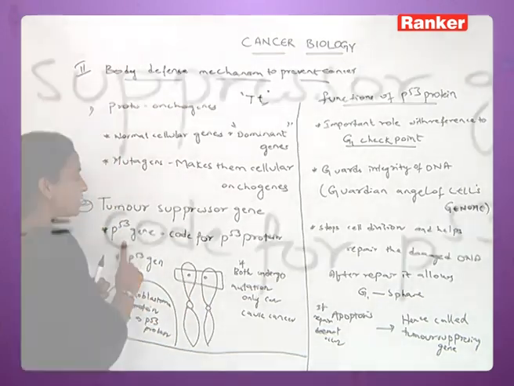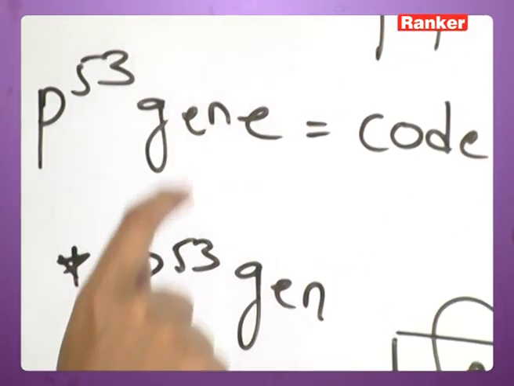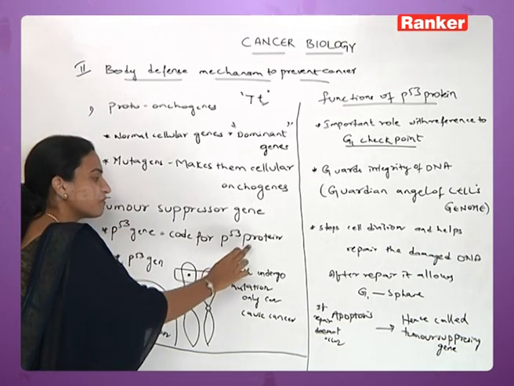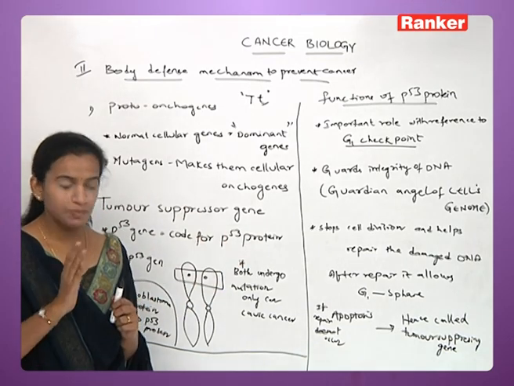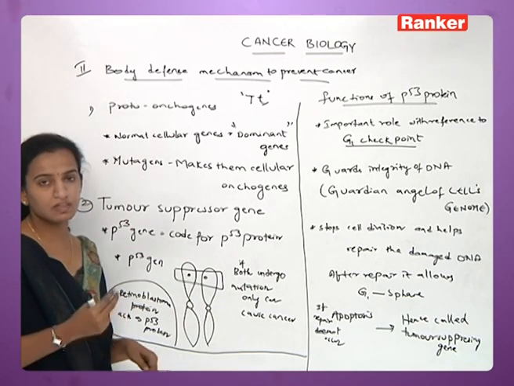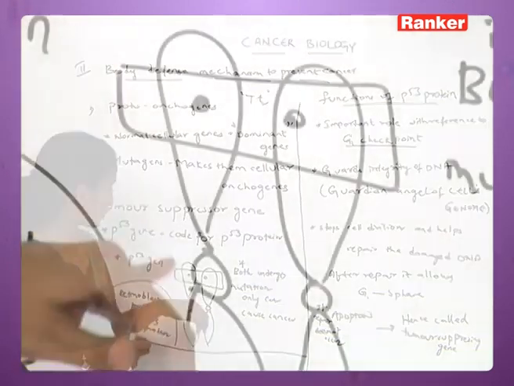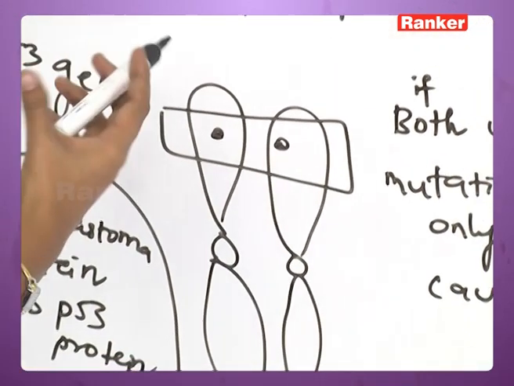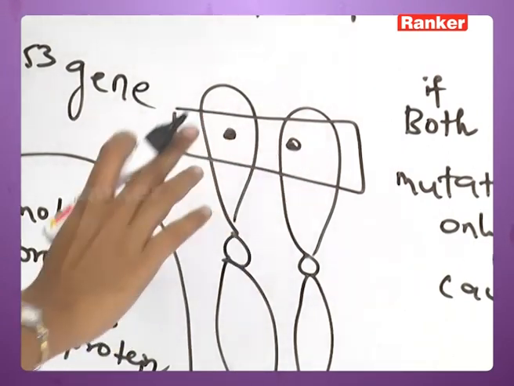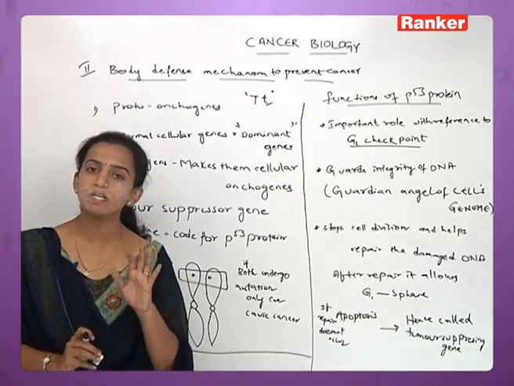There is a gene called P53. It codes for the P53 protein. Now this gene is present on a chromosome. We already said that each character is present on 2 chromosomes. So here you can see the P53 gene is present on both of them. Now we say that P53 is a tumor suppressor gene.